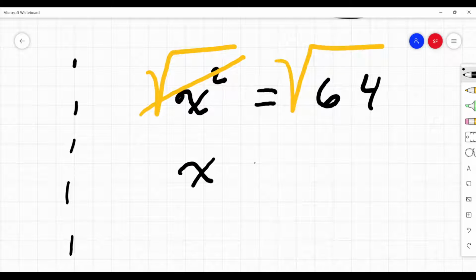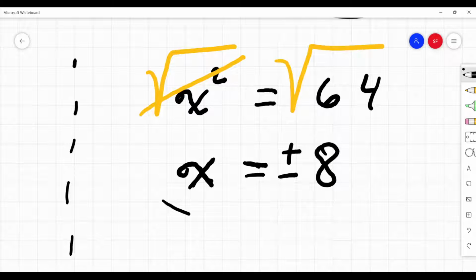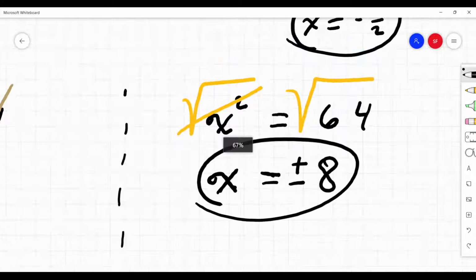So x is here. Now, the thing that you have to remember is that when you take the square root of both sides of an equation, the answer comes out as plus or minus that thing. So what's the square root of 64? 8, right? So our answer is plus or minus 8, which is exactly what we got over here.